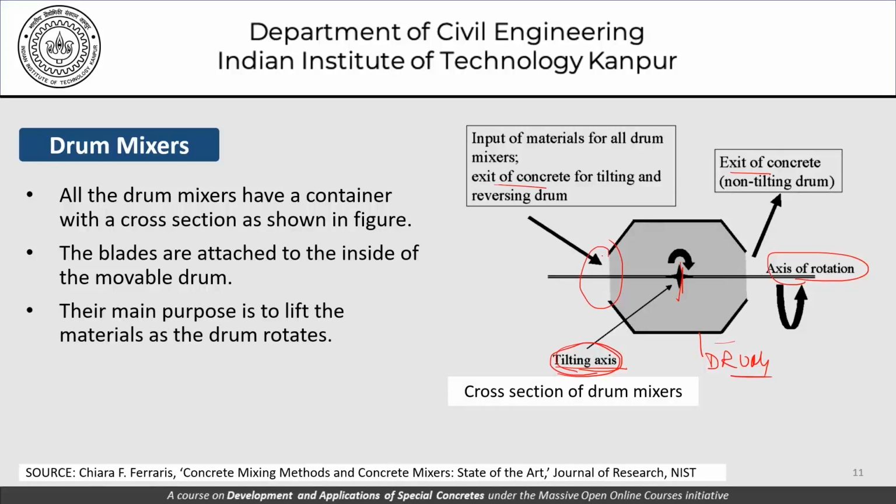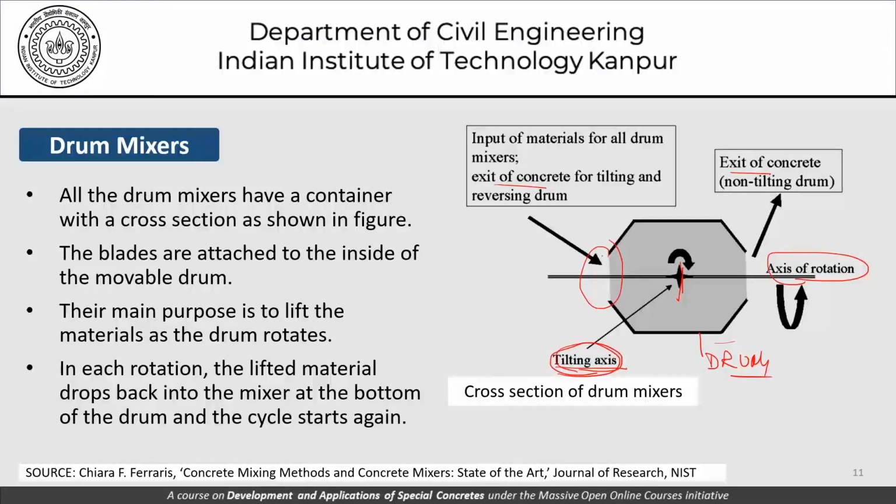The main purpose is to lift the materials as the drum rotates, and at each rotation the lifted material drops back into the mixer at the bottom of the drum and the cycle starts all over again. So as this drum is being rotated, the material gets collected here, gets lifted up to this point as it is moved up during rotation, and then again falls to the bottom of the drum. So that is the principle of mixing in drum mixers.